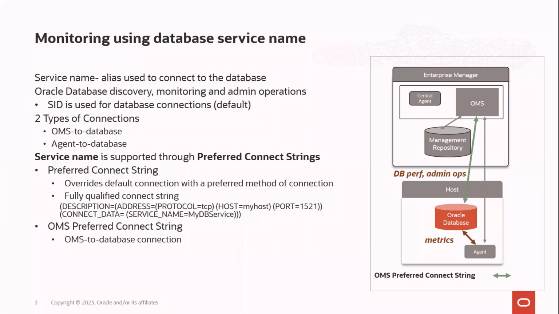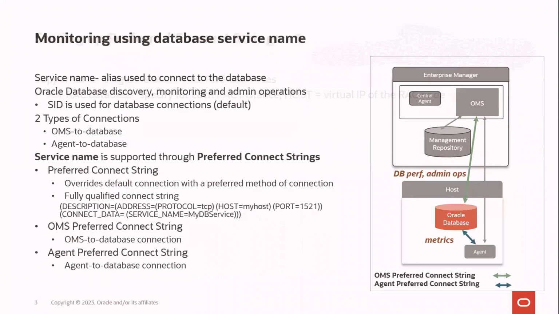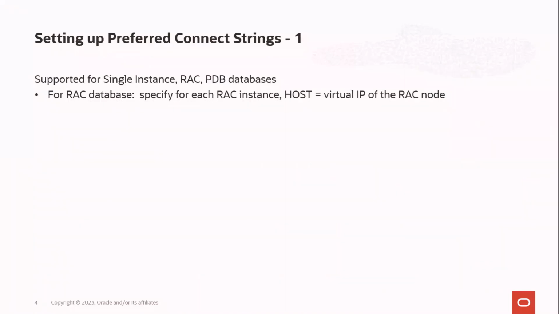To use your connect string for OMS to database connections, specify it as an OMS preferred connect string. To use your connect string for agent to database connections, specify it as an agent preferred connect string. As mentioned, you can specify preferred connect strings for single instance databases, rack databases, and PDBs. For rack, you should specify the connect string for each rack instance, where the host parameter of the connect string is the virtual IP of the rack node.